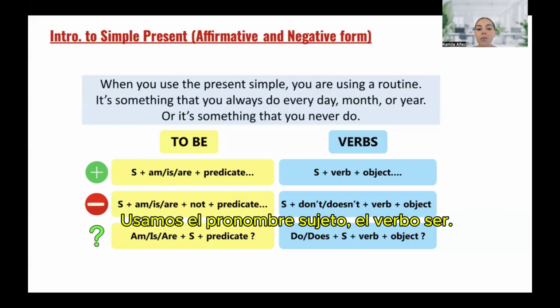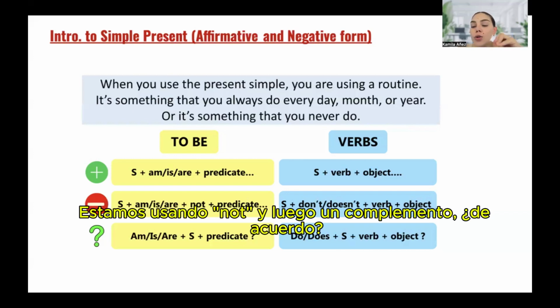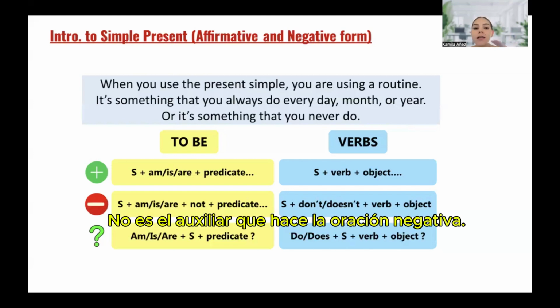For negative, we use the same thing. We use subject pronoun, verb to be. We are using not, and then we use a complement. Okay, not is the auxiliary that makes the sentence negative.